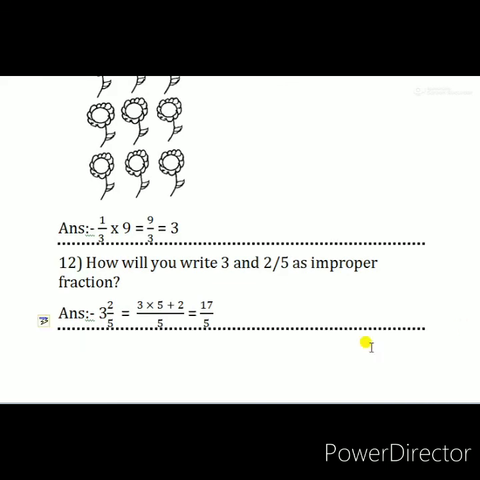Now our last question is the 12th question. How will you write 3 and 2 by 5 as an improper fraction? Students, in many classes we learn how to convert a mixed number into an improper fraction. This is the method. We have to write that mixed number. After that, we first multiply the integer and the denominator. That is 3 multiplied by 5, and add the numerator. 3 multiplied by 5 plus 2 is 15 plus 2 is 17. Here the improper form of this fraction is 17 by 5. This is the answer for our question.